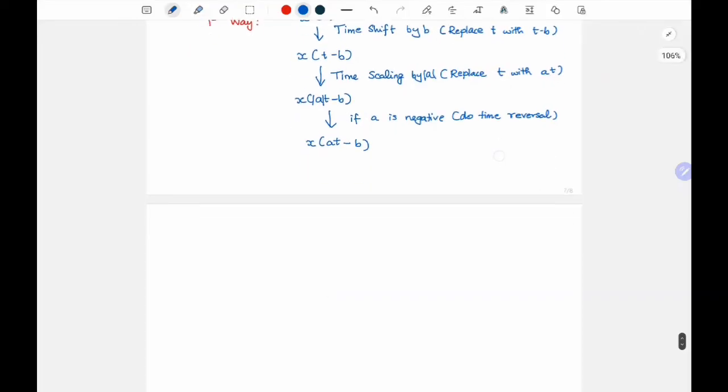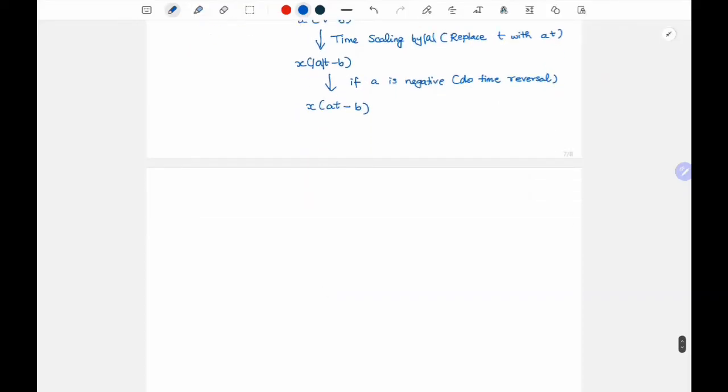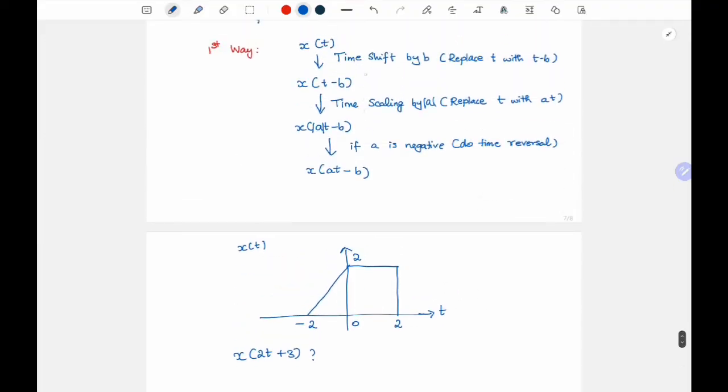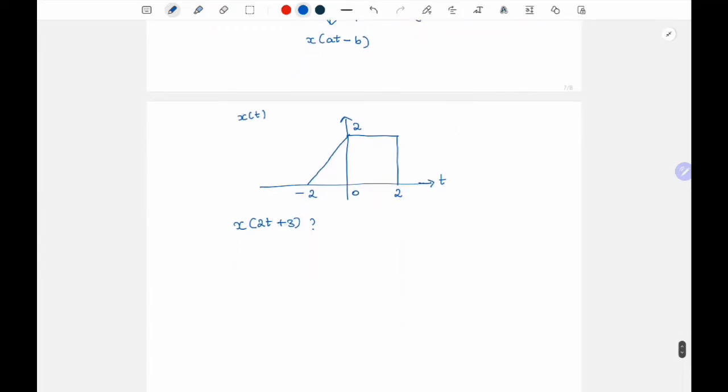So let's take an example to visualize this first way. I will take x of t as something like this. So this is 2. Let's say this is minus 2, 0, and this is 2. This is t. And let's say I want to do x of 2t plus 3. Okay. So what do I first do? I time shift by b. So I should time shift by 3. So what will be the thing?